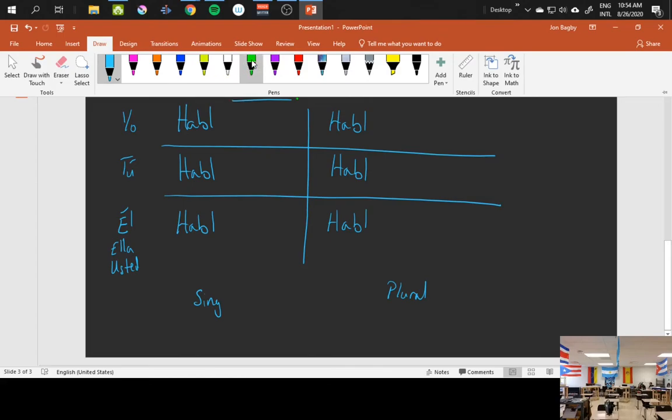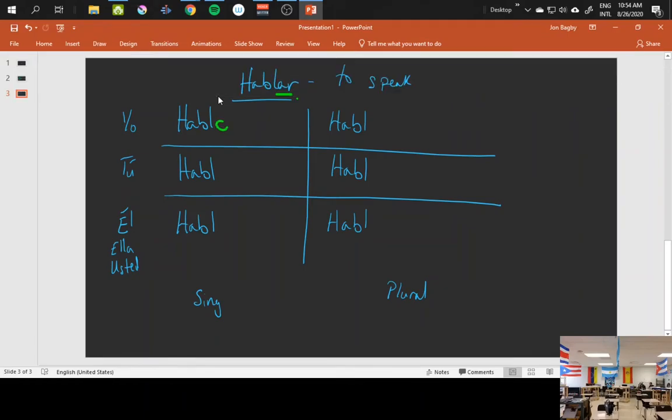Alright, so over here on the left hand side, just like I used green earlier, the yo form, the first person singular, the I form, we're going to take that AR away and we're going to put an O there. For the tú form, you take the AR away and you put AS on that thing. For the él form, we're going to take away the AR and we're going to put in A. Alright, so hablo or yo hablo means I speak.